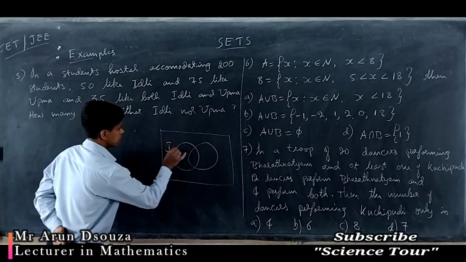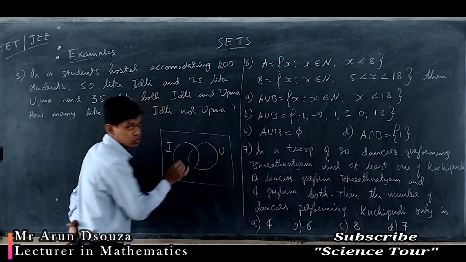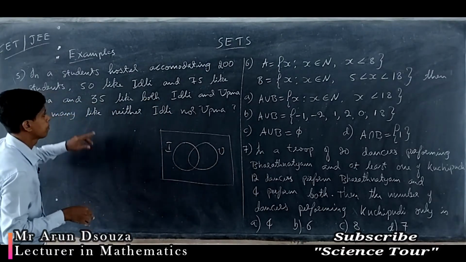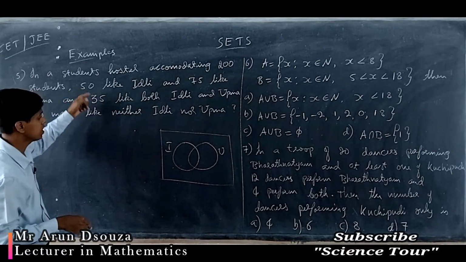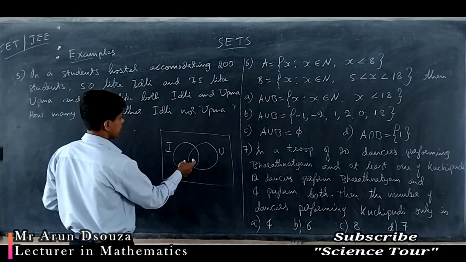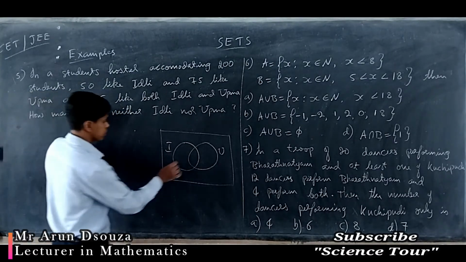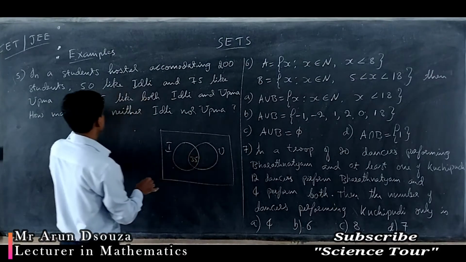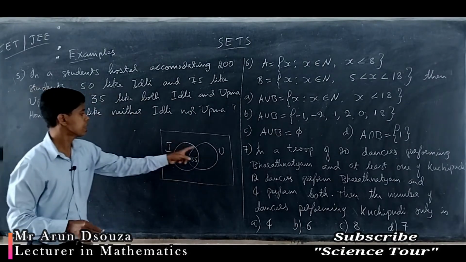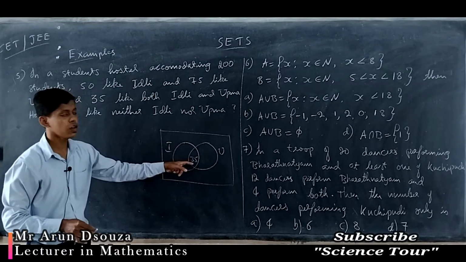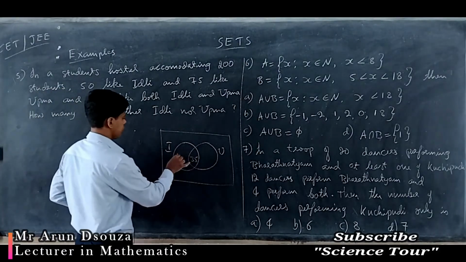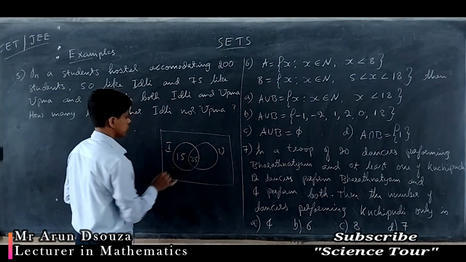So this is idli, this is upma, let us say A and B. Now 50 like idli. How many are in both? 35 like both. Out of 50 who like idli, 35 are in the intersection, so only 15 are here. This is the way you should write.